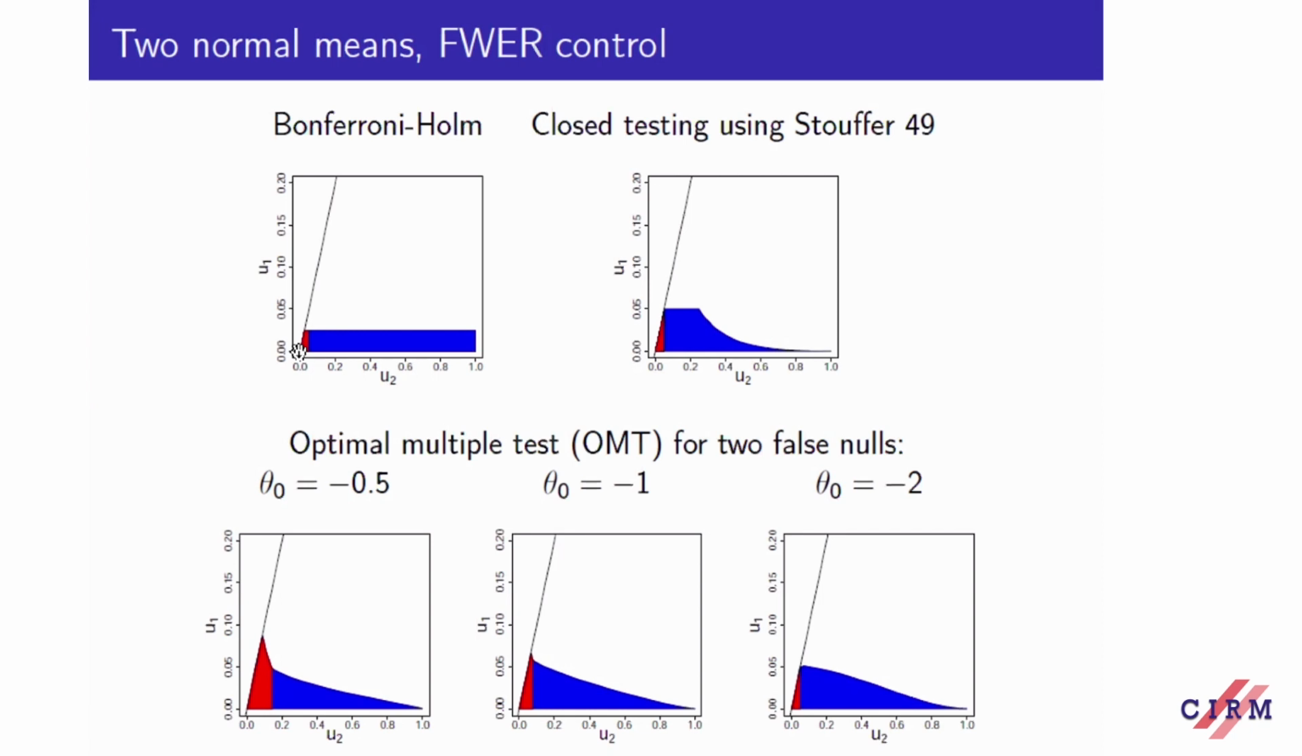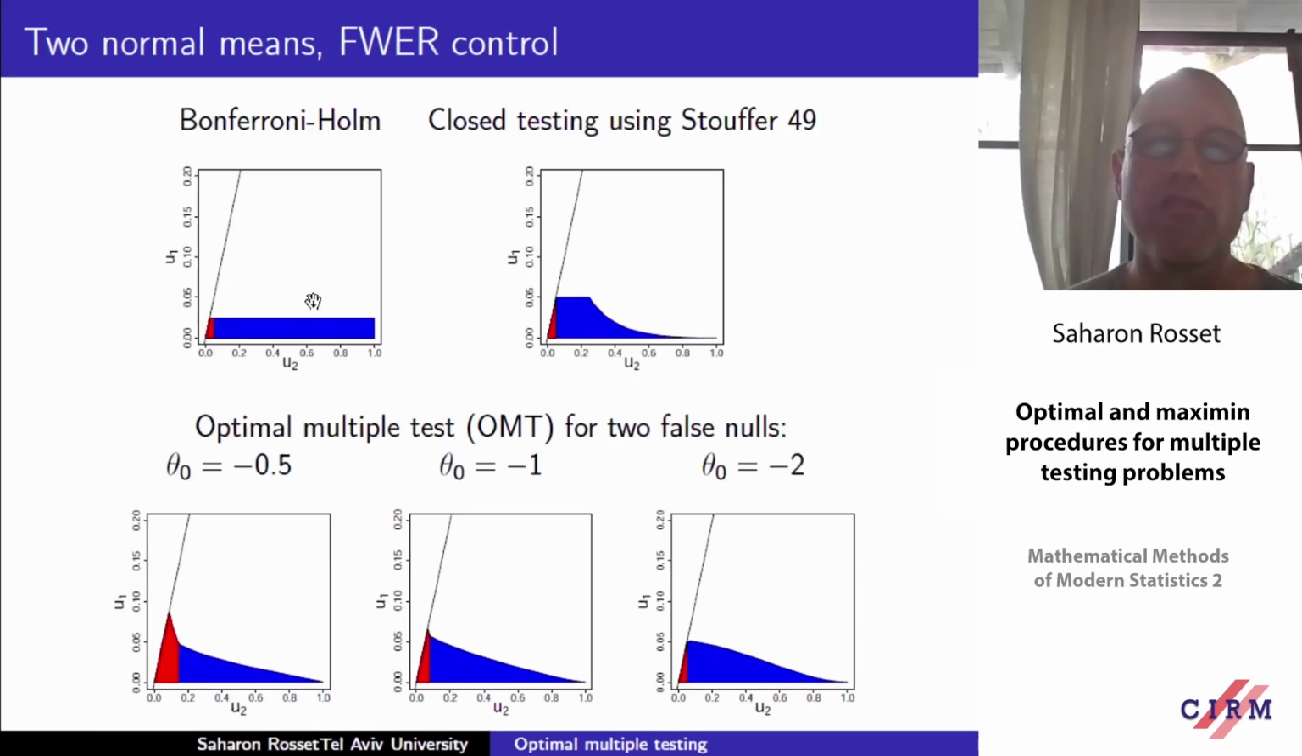And in red, we have the region where we reject both hypotheses, and in blue, we have the region where we reject only the smaller p-value. So this is what Bonferroni-Holm looks like in this way of displaying it. And what we're going to be doing throughout this talk is generating rejection regions that for this problem would look like this.